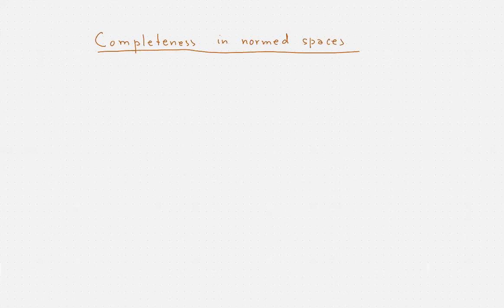So we would like to discuss what it means to have completeness, to discuss the notion of completeness in a normed space. And to do so, we should better begin with the real numbers. So in the real numbers, we have this very important property that any Cauchy sequence converges.